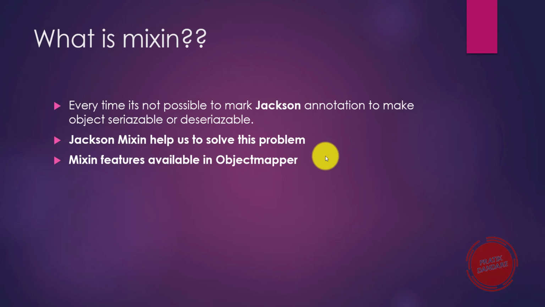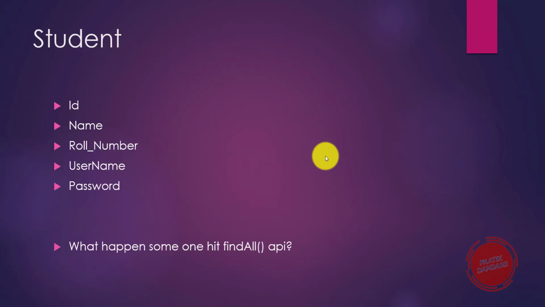Suppose, for example, we have this entity class which has the following fields: ID, name, roll number, password, username. What happens if we hit the find all API at the same time? It is going to expose all the details regarding the student entity. It contains vulnerable data like passwords too. So to avoid this kind of thing we use a mixin.